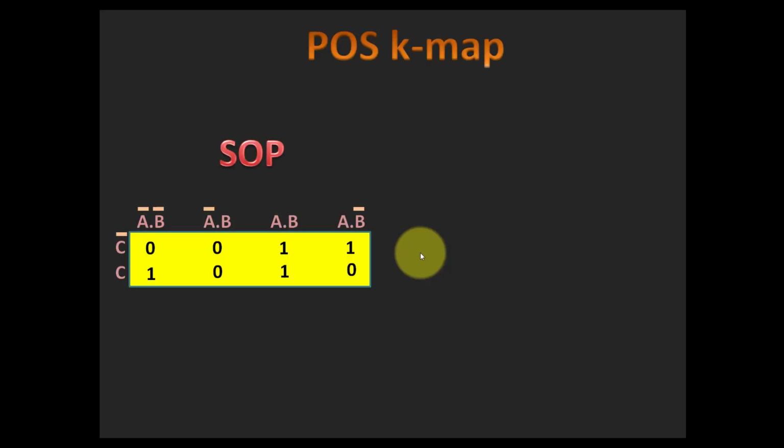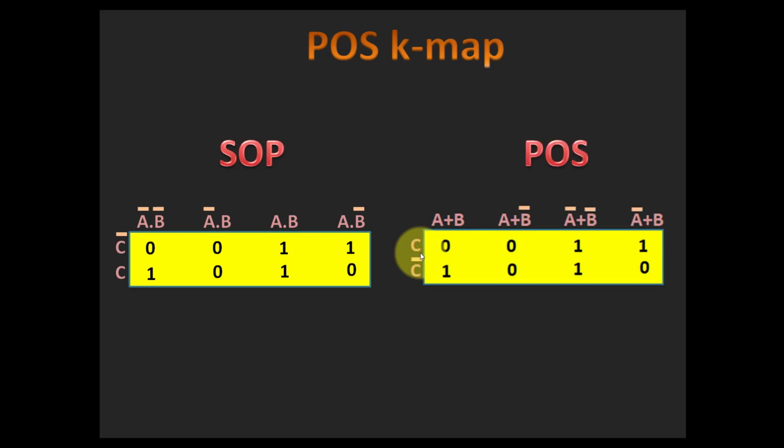Now how to implement the POS? Now see the change. We have the POS K map. Everything inside this box is the same here inside POS. Only, as we can see, these are the min terms and this is the max terms. Okay, that is what the change is. This is same, as you can see, everything is same.